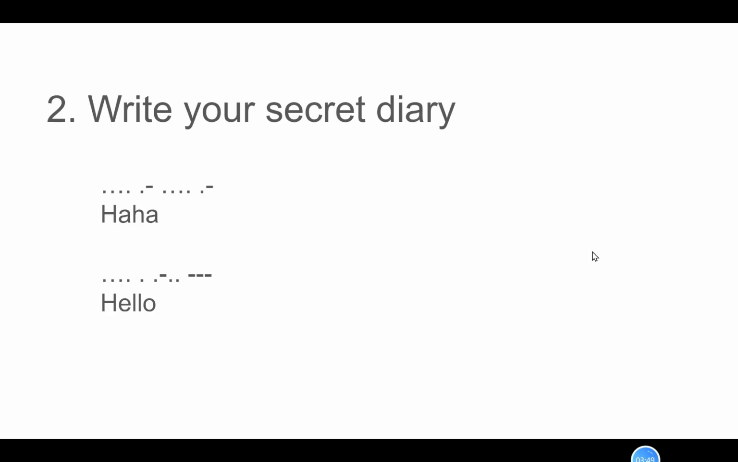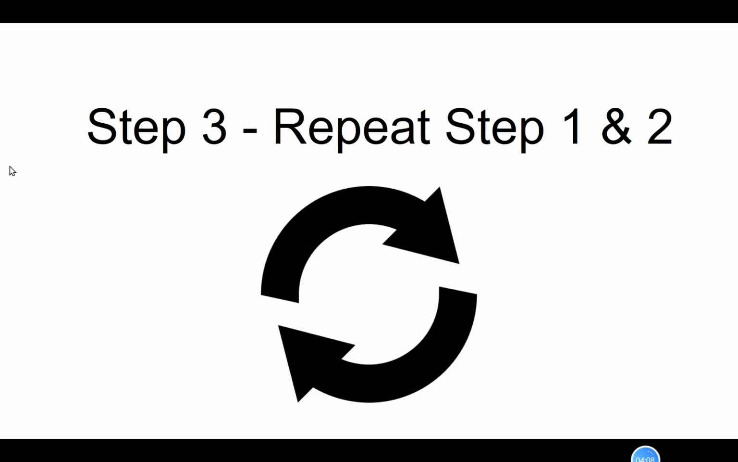The second thing you can do for real-life application is write your secret diary. For example, maybe you have a diary that you don't want to tell your parents or family, and what you can do is just use Morse code. This is your own secret language, and I found it really fun. Lastly, all I did is repeat step 1 and step 2 for the remaining time. I just keep learning and applying Morse codes in real life.